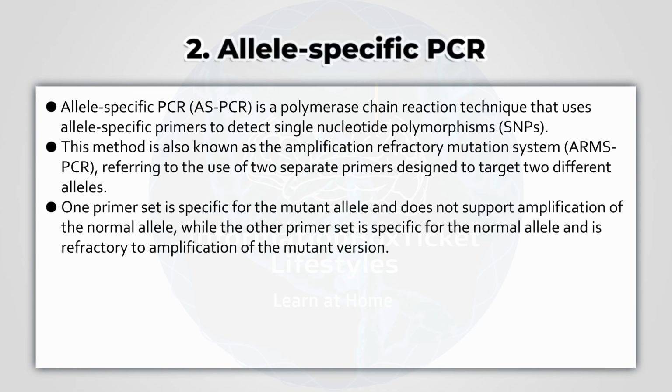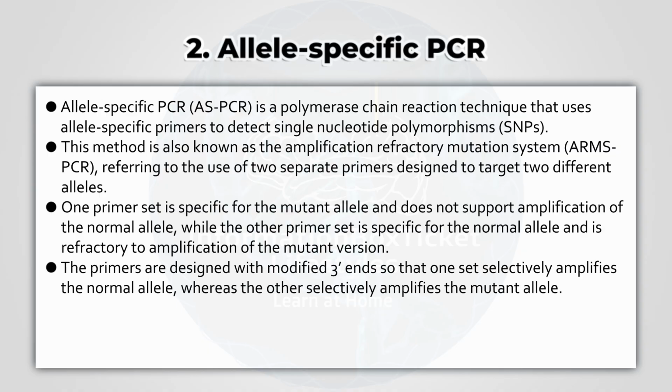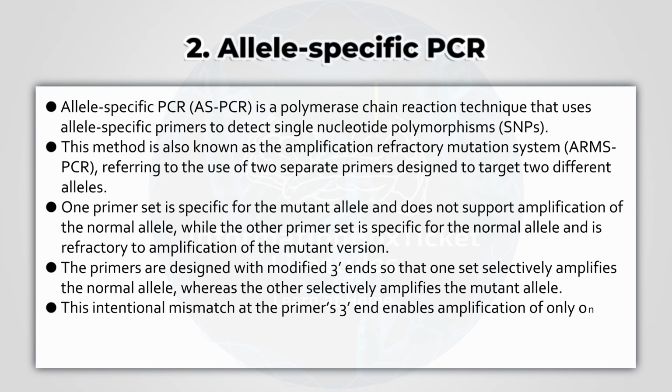One primer set is specific for the mutant allele and does not support amplification of the normal allele, while the other primer set is specific for the normal allele and is refractory to amplification of the mutant version. The primers are designed with modified 3' ends so that one set selectively amplifies the normal allele, whereas the other selectively amplifies the mutant allele. This intentional mismatch at the primer's 3' end enables amplification of only one specific allele at a time.